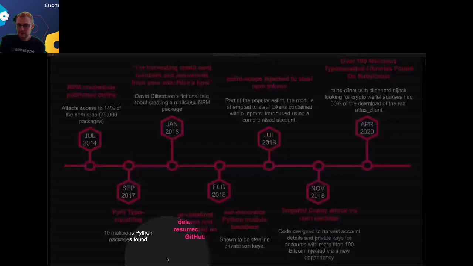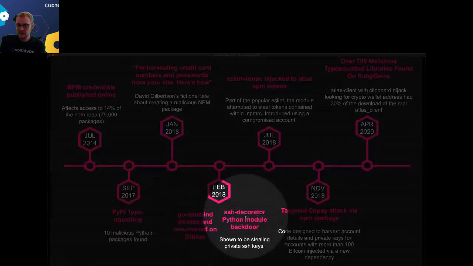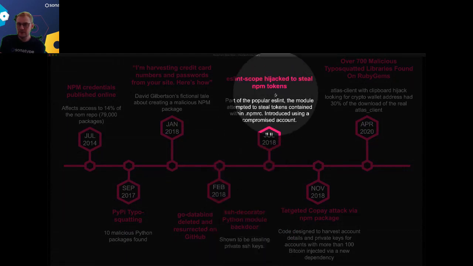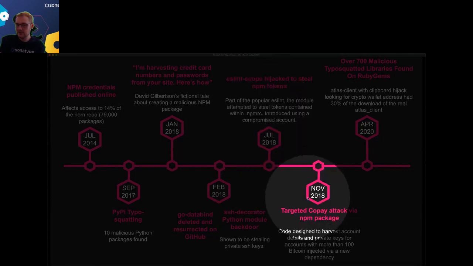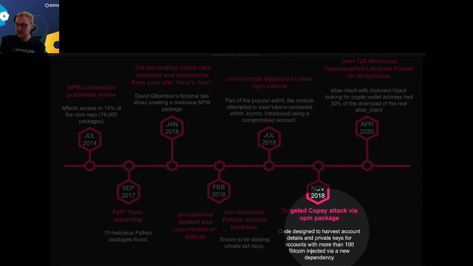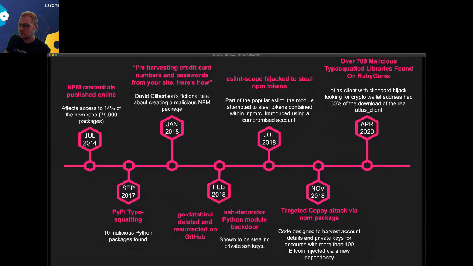Right through to deliberately vulnerable things like Python packages stealing private SSH keys, so directly going after stuff you might have in your build environment or your developer environment. In a similar way, ESLint scope was hijacked to steal the NPM token. So again, looking at your developer environment. Up to, as I say, these kind of chained attacks.